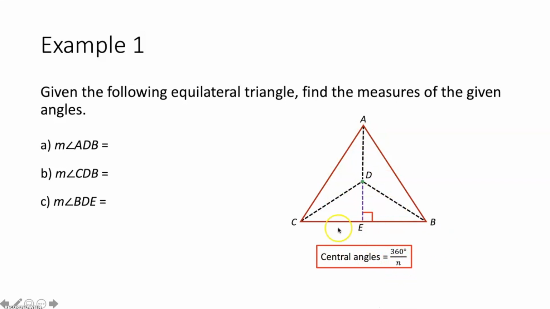So in this case, we have a triangle, meaning it's a three-sided polygon, so we're going to take 360, divide it by 3. That will give us the measure of this central angle, which is 120 degrees. Next, we're going to find the measure of angle CDB.